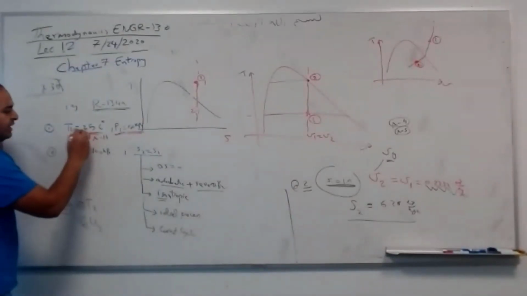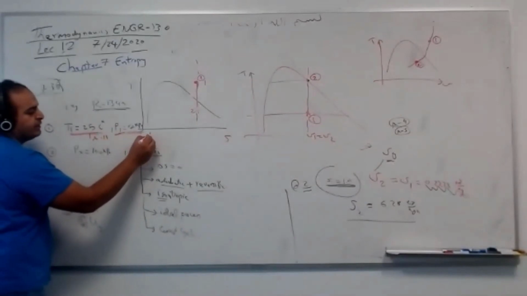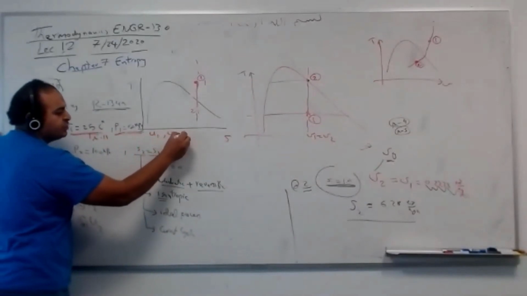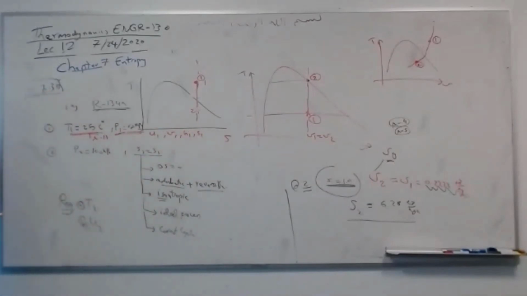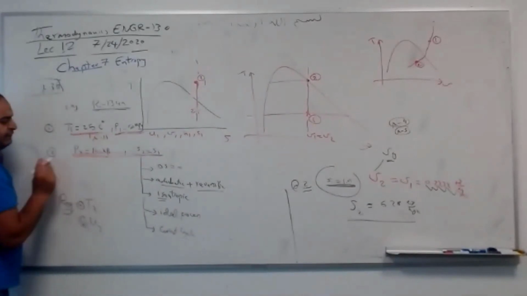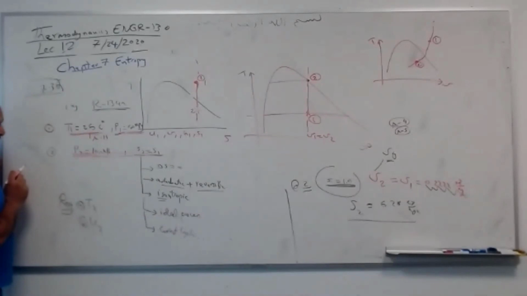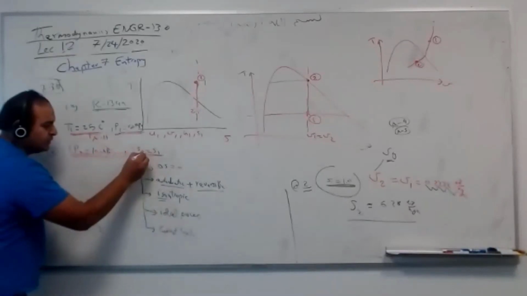So what you're going to get from state one, you can get everything. You can get U1, V1, H1, S1. In order to get state two, what should I do, guys? I need to do two things. I have this. What else do I have? I need two pieces of information to use the table. What else do I have? P2? Entropy? Exactly, S2.